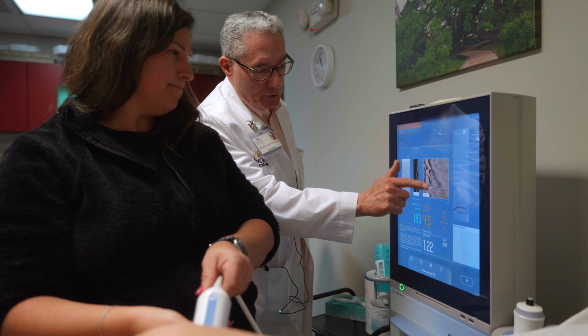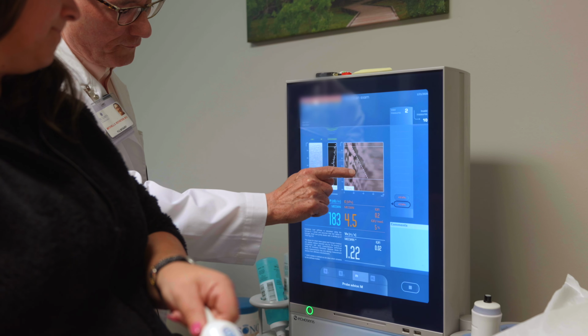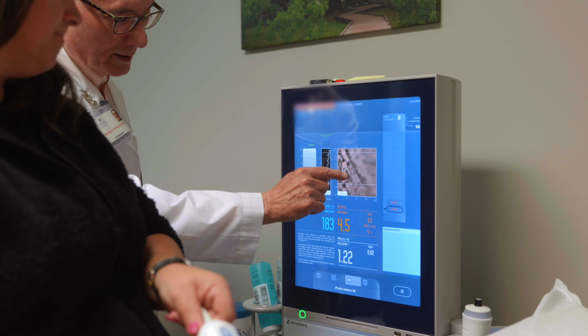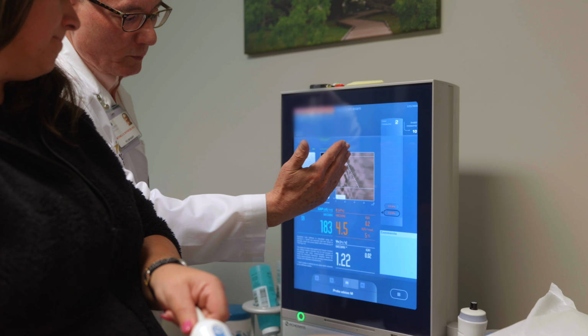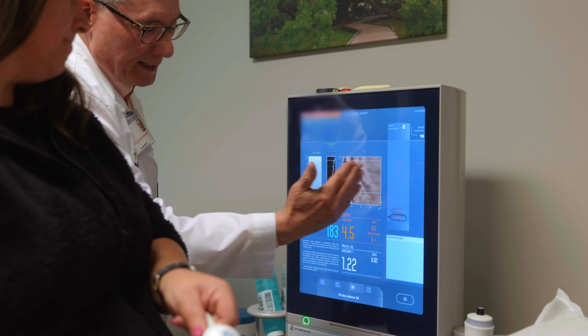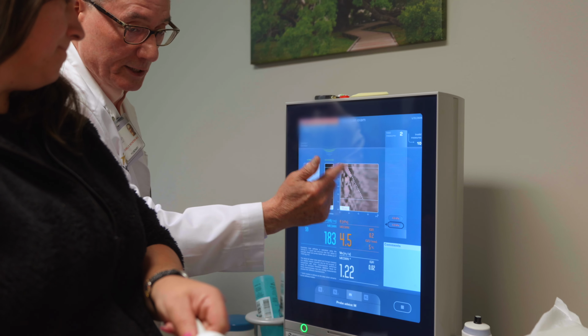So here we have a beautiful waveform. This is the shear waveform, and this is representative of the speed with which the wave hit the liver and came back, and that produces a measure of stiffness.